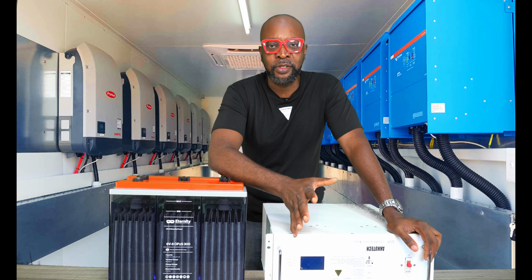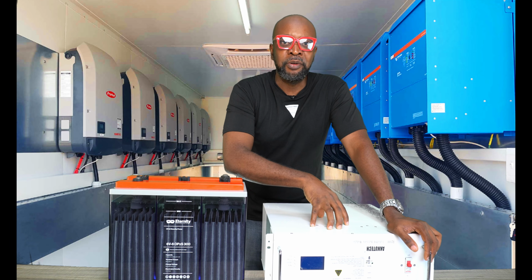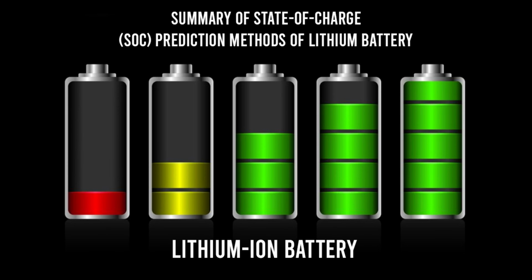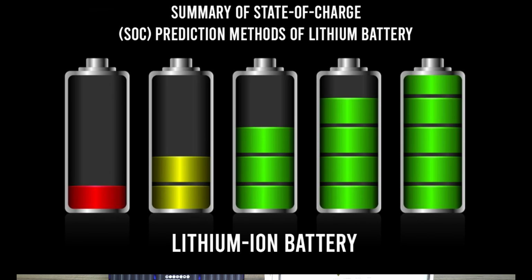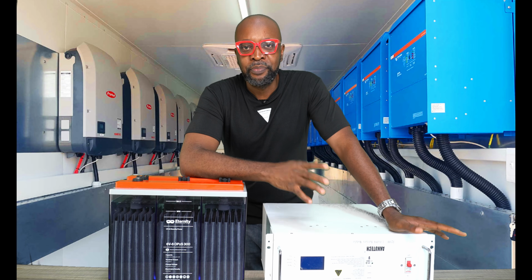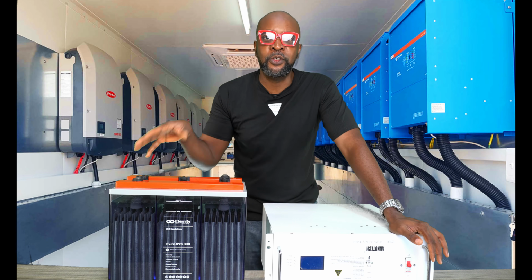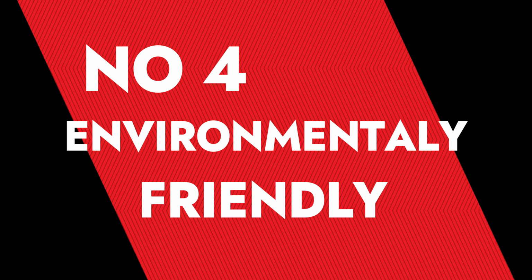So you see the difference. It's a major difference. Right here in the lithium battery, you can drain 95%, but for the tubular battery, you can only drain 50%. So this essentially gives you more backup time than the tubular battery.